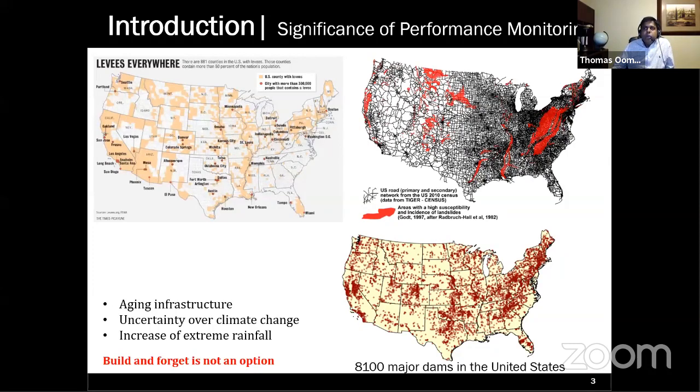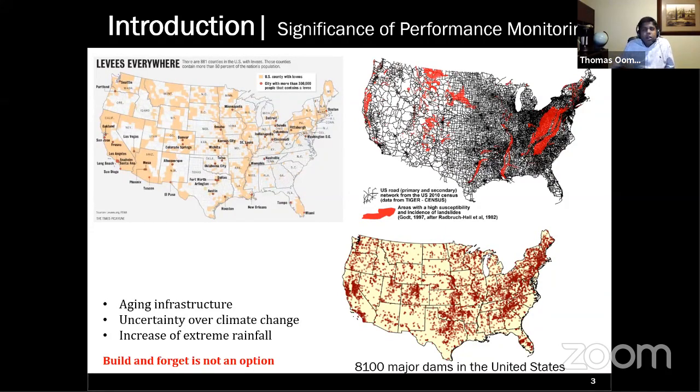This is true in other infrastructures also. So here on the left top corner, you can actually see all the levees in the US. The counties with levees are shaded in brown. And you can see that a lot of levees also fall in landslide prone regions and are vulnerable. On the bottom right corner, I have the points representing the 8,100 major dams in the United States. And if you take that and overlay with the landslide high susceptibility zones, you can again see that many of those dams are also falling in these high susceptible zones where they are vulnerable to landslides and ground movements.